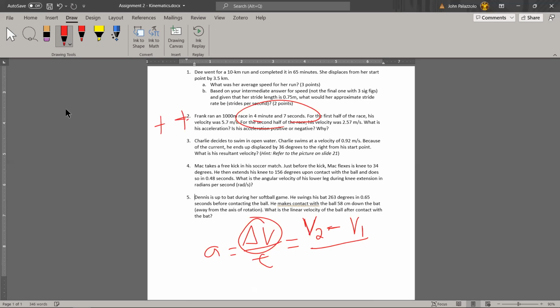So if we have a positive and positive, we have a positive acceleration. If we have a negative and negative, we have a negative acceleration. If we have a positive and a negative velocity, we have a negative acceleration, and vice versa. If we have a negative and a positive, we still have negative. And then, what does it mean if acceleration is 0?